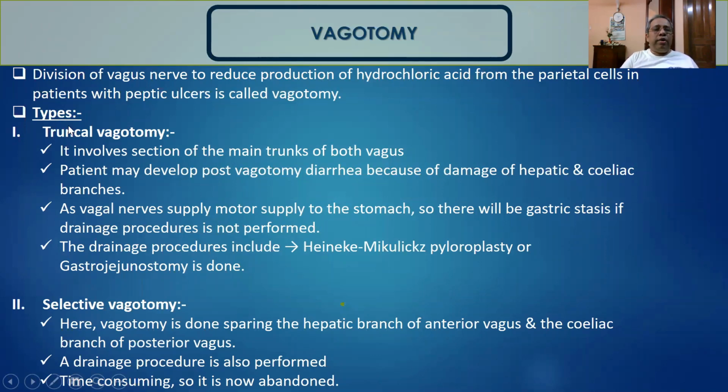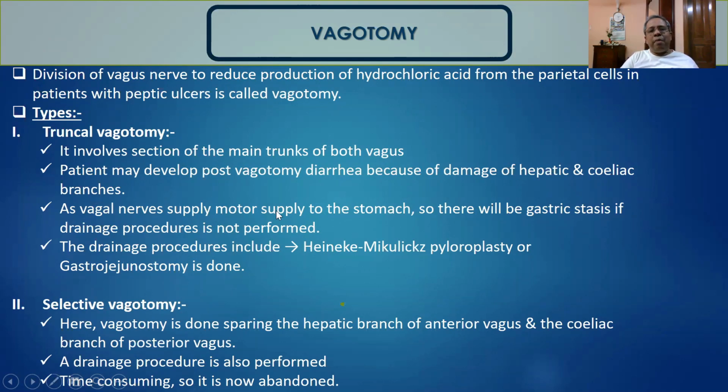Types are truncal vagotomy, selective vagotomy, and another one is highly selective vagotomy. But we routinely practice the truncal vagotomy. It is so easy to do, for that reason. It involves section of the main trunks of both vagus, that means anterior vagus and posterior vagus, we divide. So if we divide, there is no vagus supply there. Patient may develop post-vagotomy diarrhea because of damage of the hepatic and celiac branches.